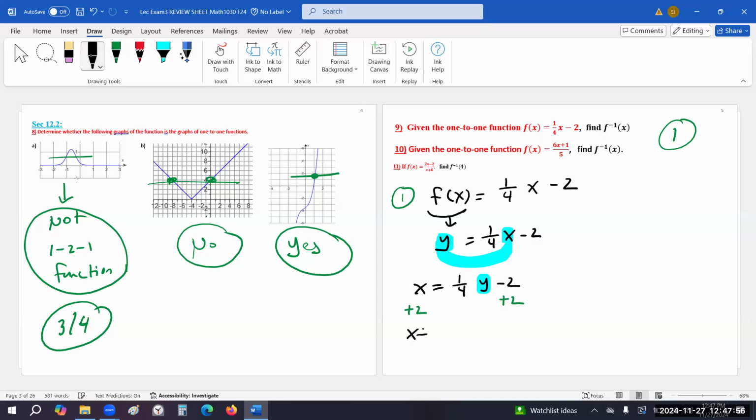So we get x plus 2 is 1/4 of y. We don't want the 4 in the denominator, so I multiply by 4 on both sides. They cancel out. Our y is 4x plus 8. So these are easy, only 3 steps.